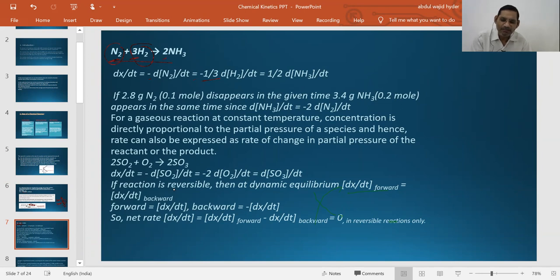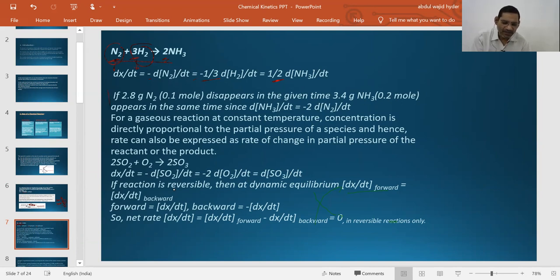And here you will be writing plus 1 by 2. Why plus? Because it is a product. Why half? Because here it is 2. So this you have taken as 1, so you have to make this also 1. How can that be done? By multiplying this by 1 by 3 and this by 1 by 2. Here minus, here it will be plus. So rate of disappearance of reactant and rate of appearance of product. This all is already done.